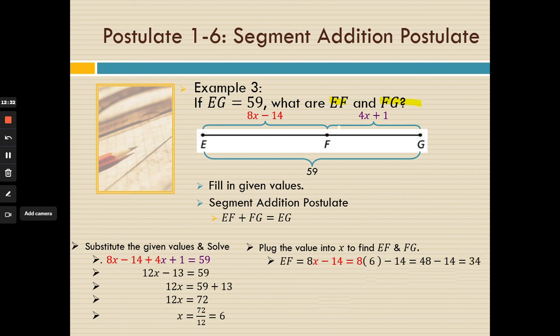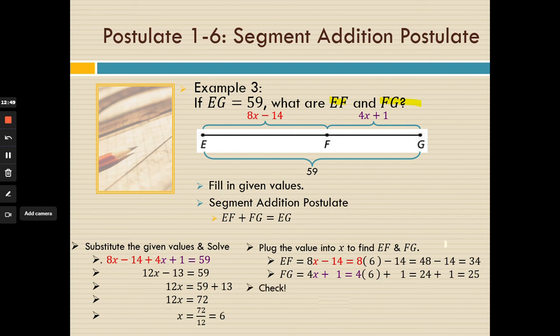We have to do the same thing for the other chunk. FG is 4x plus 1. Well, that's 4 times 6 plus 1. That's 24 plus 1, which is 25. Y'all know what's even better than 24? 25, that's correct. So our last thing, check your work.